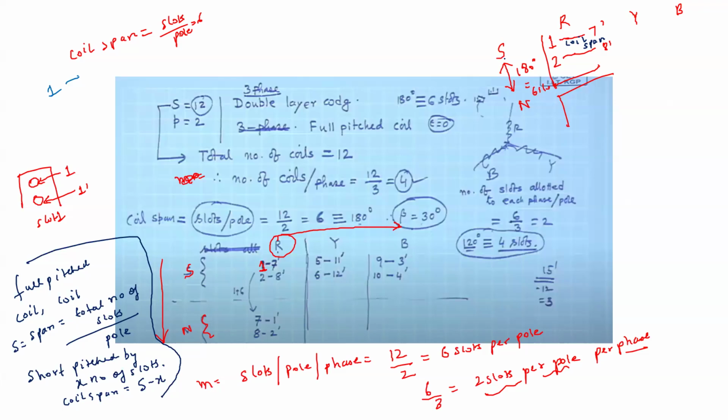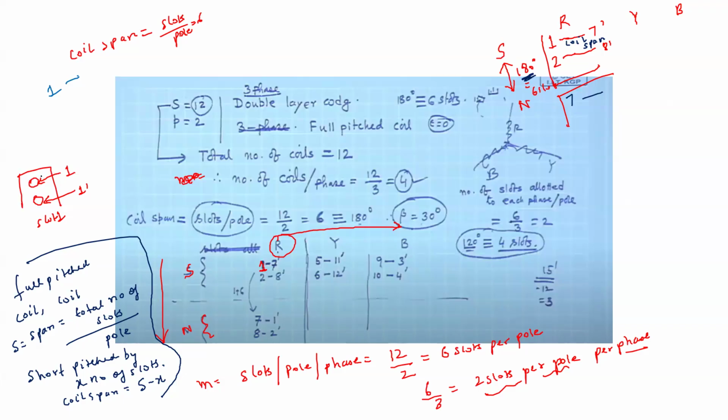But the angle between north and south pole remains 180 degrees, remember. So this difference will be 6 slots. Here it was 1, so 1 plus 6, 7. Remember, I have written 7, not 7 dash. It means that the first end of the coil is starting from the top, and the end of the coil goes to the bottom place.